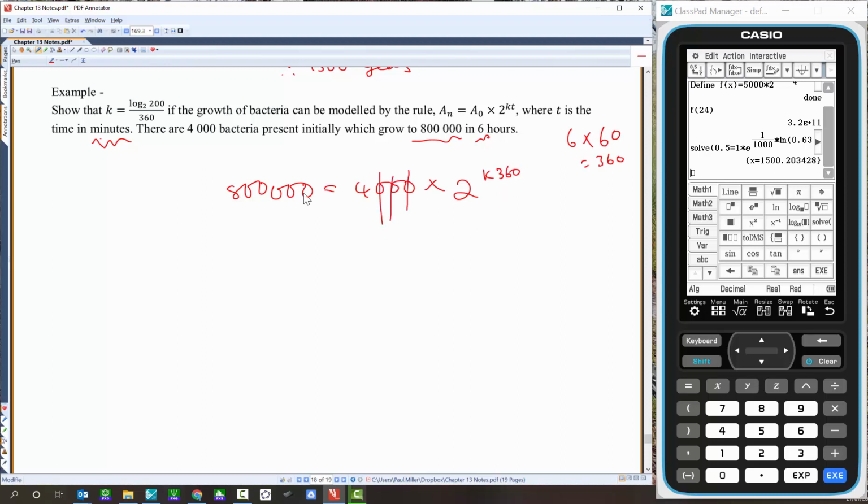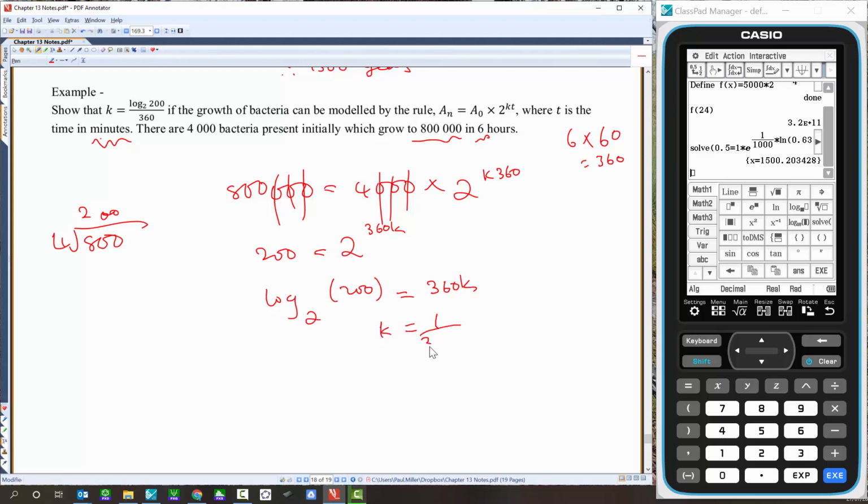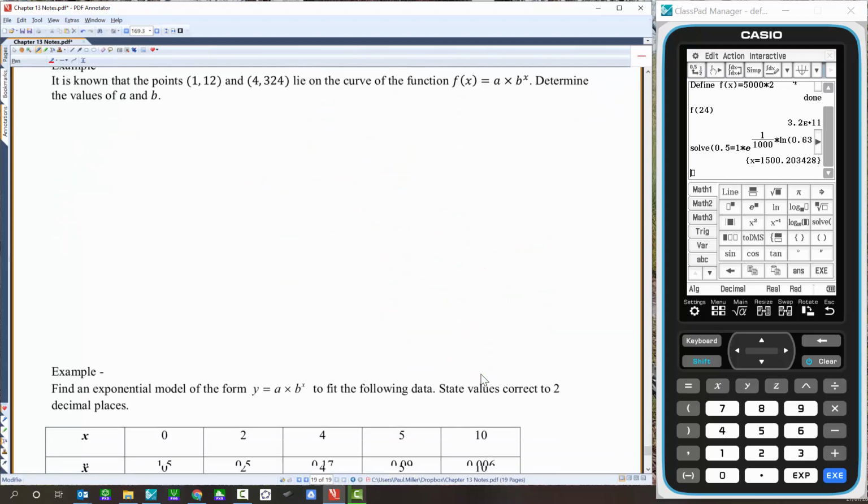4 into 800, we should know this, 200. So 200 equals 2 to the 360k. We're going to rewrite that as log 2 of 200 equals 360k. So k is equal to 1 over 360 log 2 of 200. What does it look like? Just divide through by it: log 2 of 200 over 360. So there is the k value there.